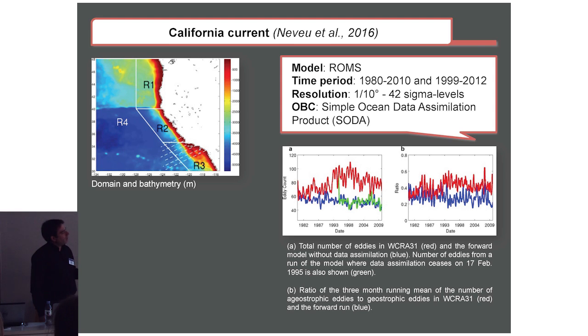And they went further in the paper, of course, and this is another example where they count the ratio of ageostrophic over geostrophic eddies, which is more to get an idea of the ageostrophic component.